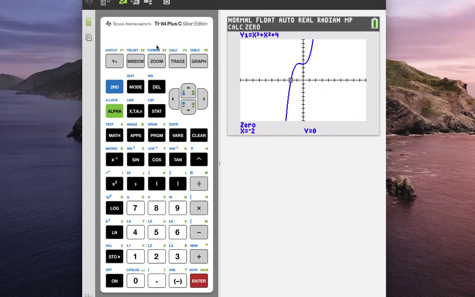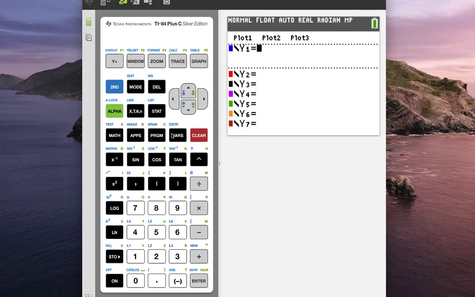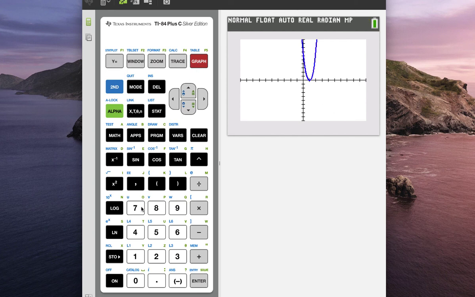All right, so of course we're going to start by using technology here. So 2x to the 4th minus 7x cubed plus 14x squared minus 15x plus 6. All right, so there's our function. So it certainly looks like there's only a single zero here, at least on the window that I'm looking at.